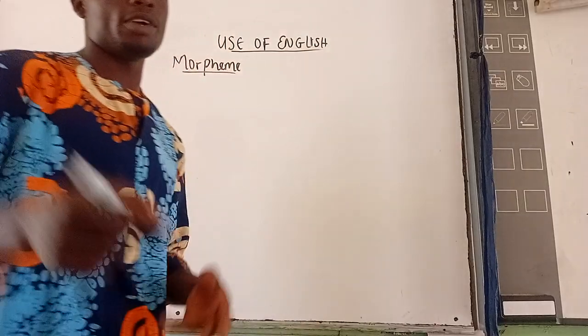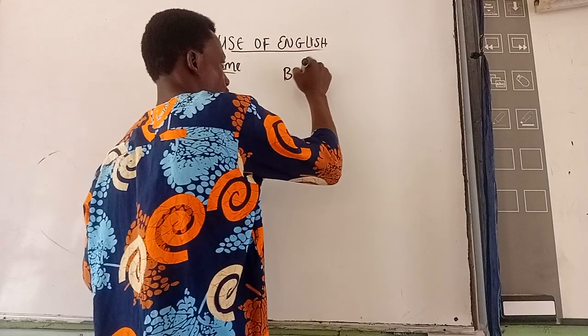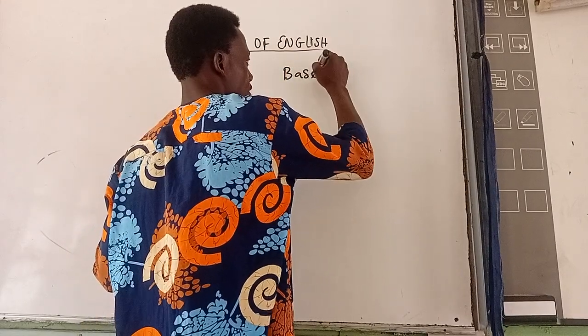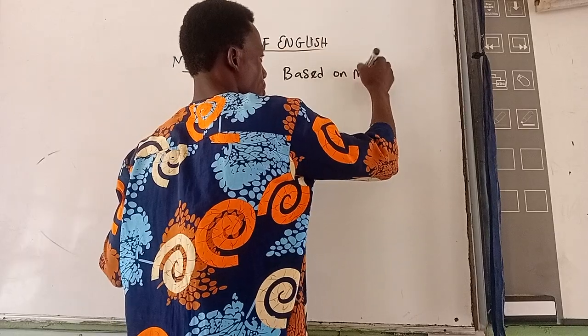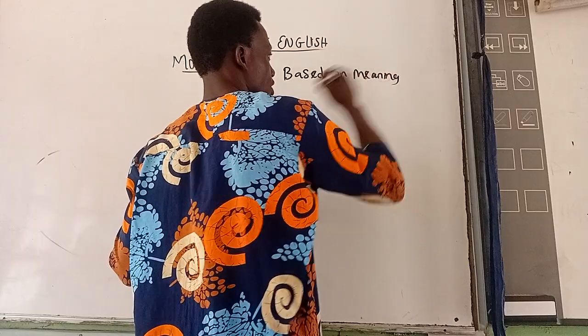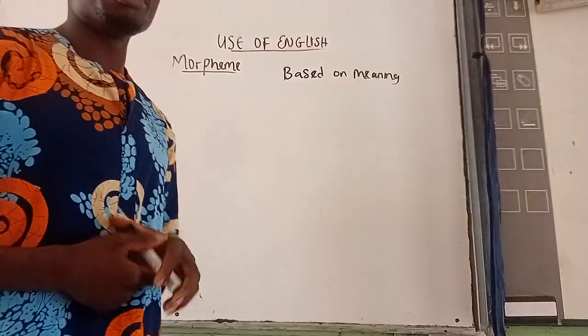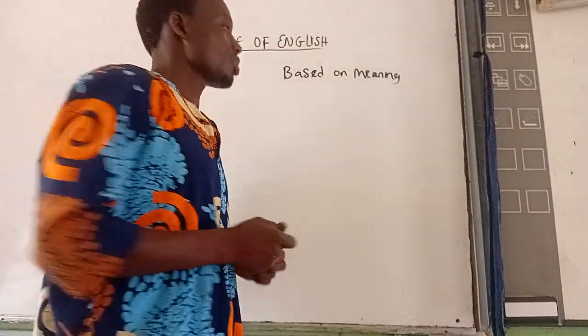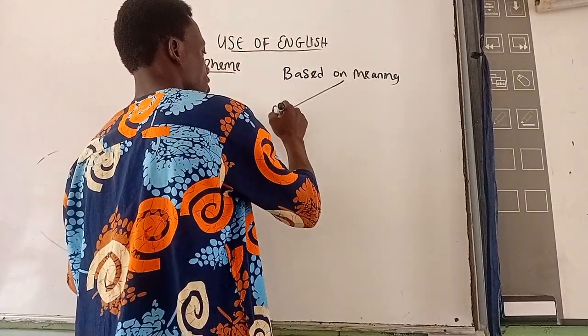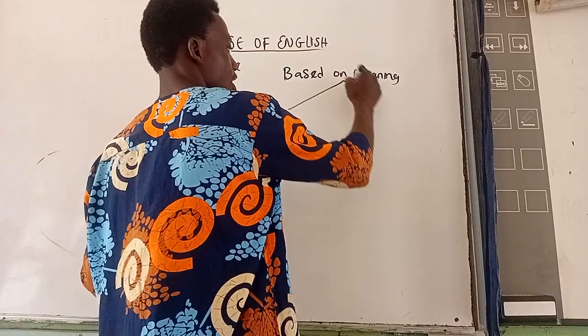But when we are talking of morpheme, we have different kinds, or let me say different types rather. When we're talking of morpheme, we can talk about morpheme based on meaning and based on structure. Let's focus on based on meaning for now. Based on meaning, we have two types. Which are what? The free morpheme and the what?